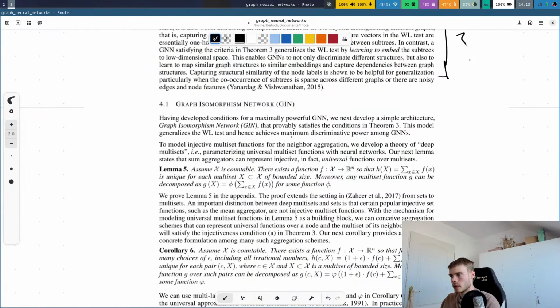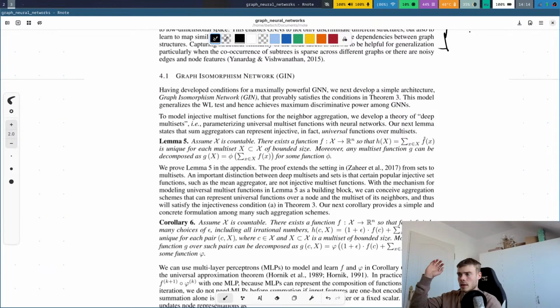Okay. Having developed conditions for a maximally powerful GNN, we next develop a simple architecture, graph isomorphism network, that provably satisfies the conditions in Theorem 3. This model generalizes the WL test and hence achieves maximum discriminative power among GNNs. To model injective multiset functions, okay, again, a multiset is just, we can have different vertices that have the same representation or multiple of these.